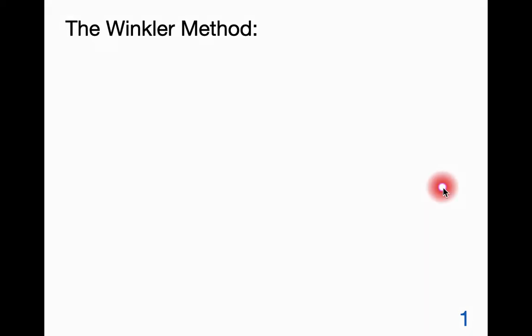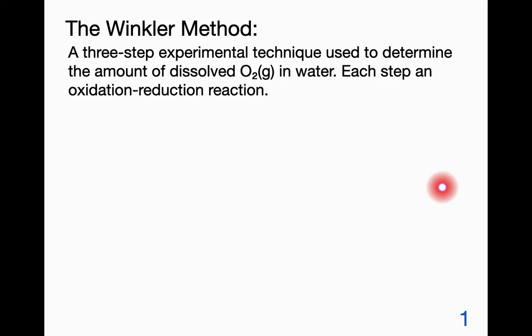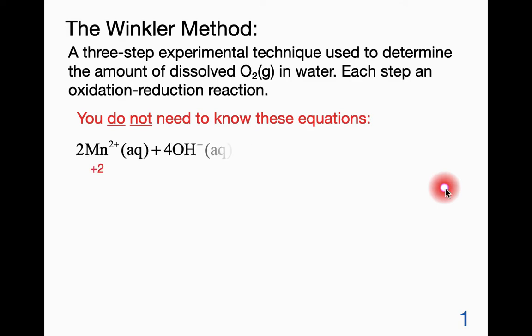The Winkler method, a three-step experimental technique used to determine the amount of dissolved oxygen in water. Each step is an oxidation-reduction reaction. Now I'm going to show you the three equations that we'll be using. You do not need to write these down, but you do need to be able to use them.